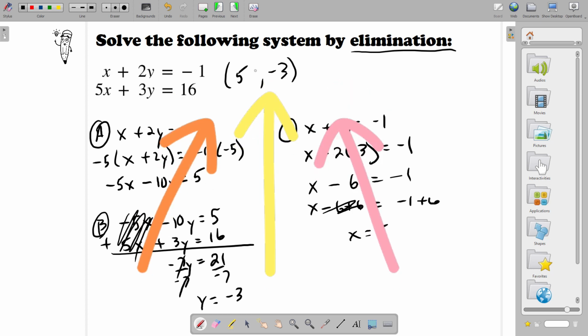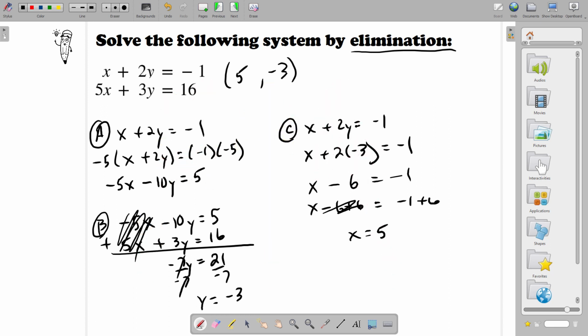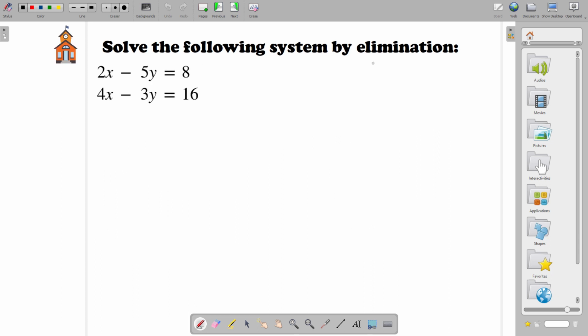Again, if we wanted to check and make sure that was right, put the 5 in for x, negative 3 in for y, evaluate this side and make sure that when we get down to the bottom, we get negative 1 because that's what the other side is. Then put 5 in for x, negative 3 in for y in the other equation. Evaluate this. When we get down to the bottom, we better get 16 because that's what the other side is. And so that means that that point satisfies that equation if both sides of the equal sign end up being the same. Finally, let's take a look at this one.